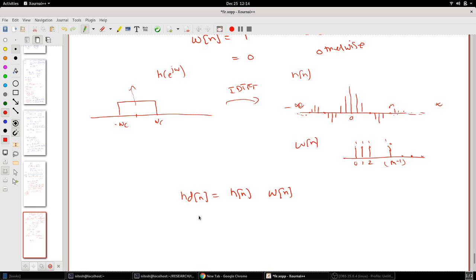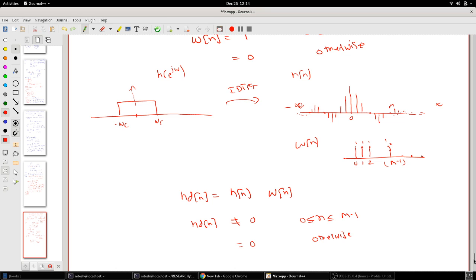Now the moment I multiply this, my hd of n will be nonzero for 0 less than or equal to n less than or equal to m minus 1, and it will be 0 otherwise, because I am doing a one-to-one multiplication here. hd of 0 is h of 0 into w of 0, hd of 1 is h of 1 into w of 1, and so on, till hd of m minus 1 is h of m minus 1 into w of m minus 1. Outside this interval, w of n is 0, so naturally hd of n goes to 0 outside that interval.